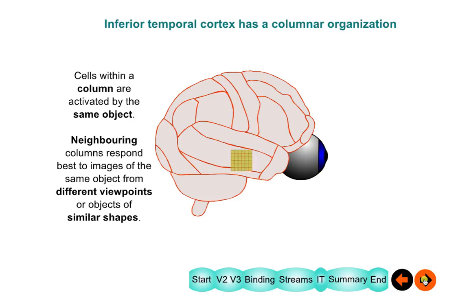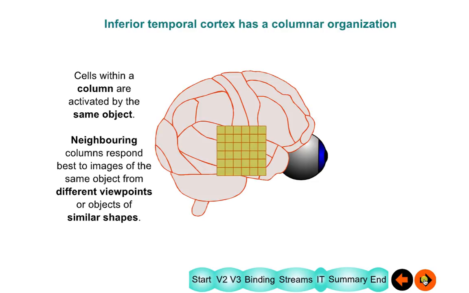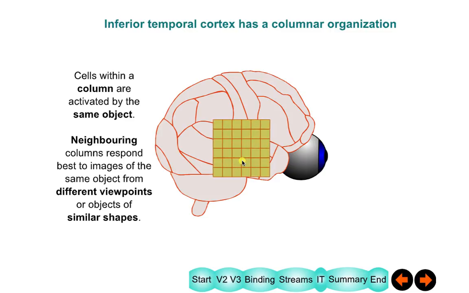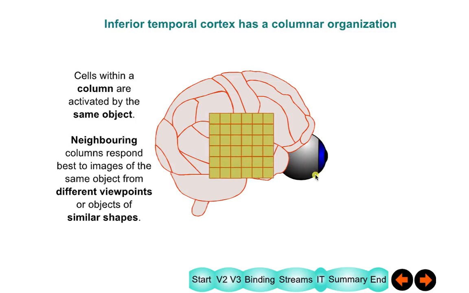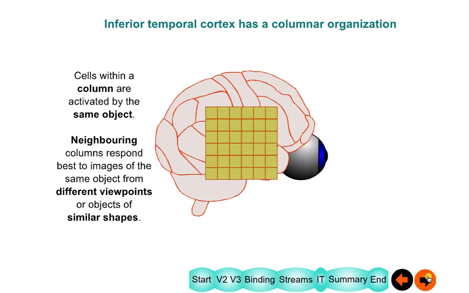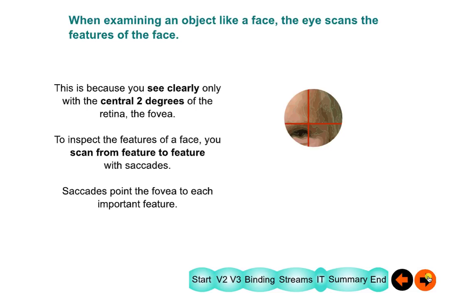Now, cells within this inferior temporal cortex, like everywhere else almost in the cortex, are made up of columns, okay? And neighboring columns represent similar things. Lines that have faces from different views, or letters that look somewhat similar.